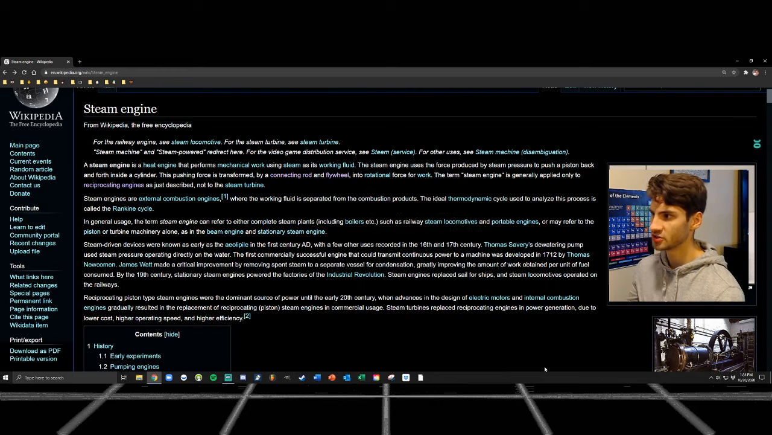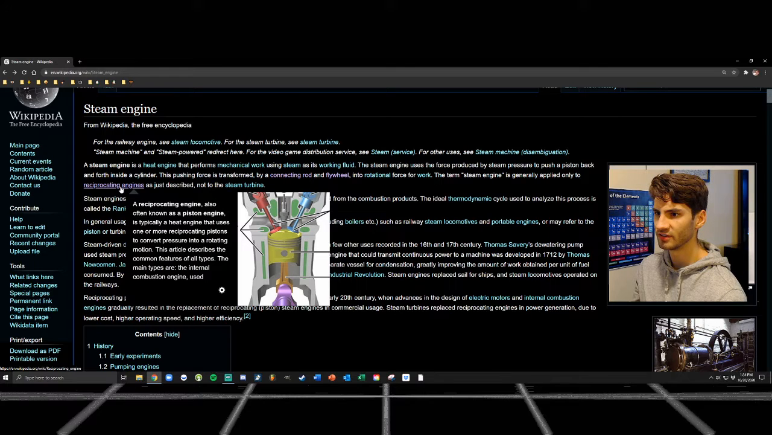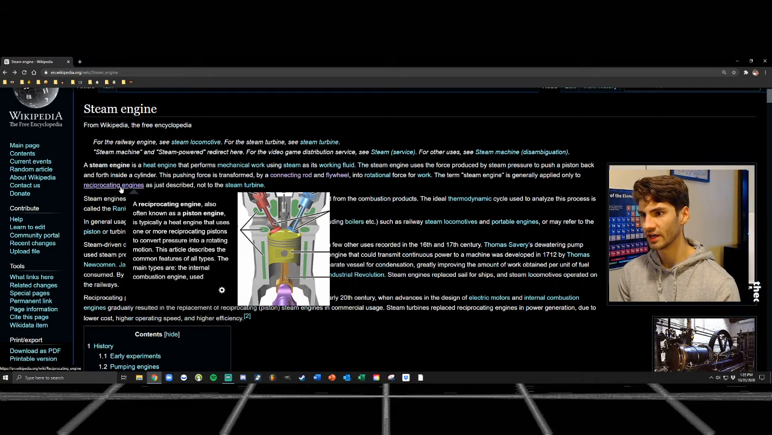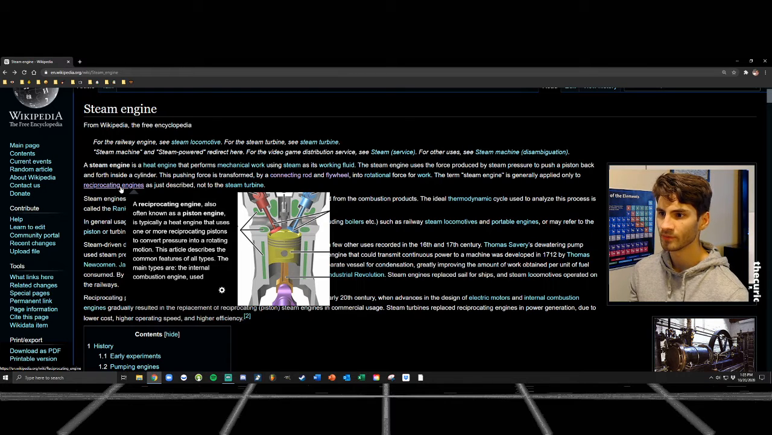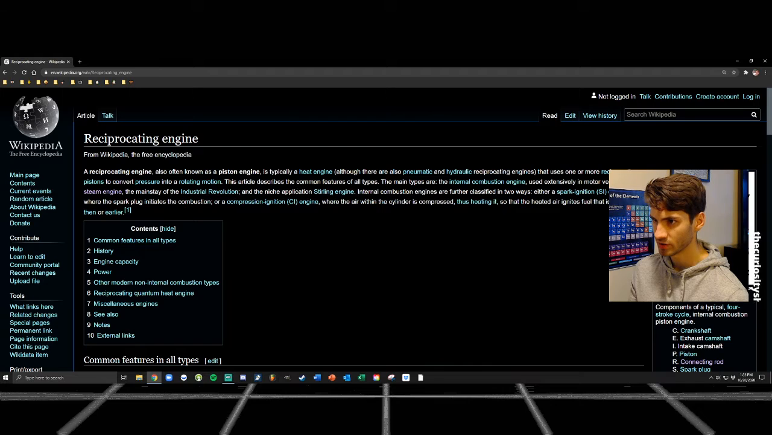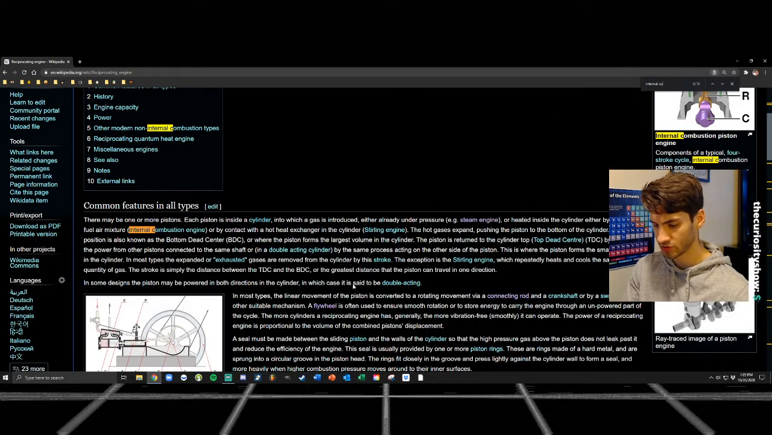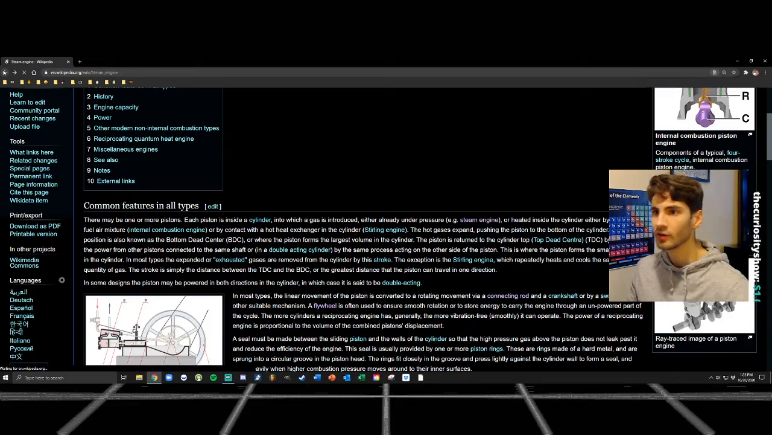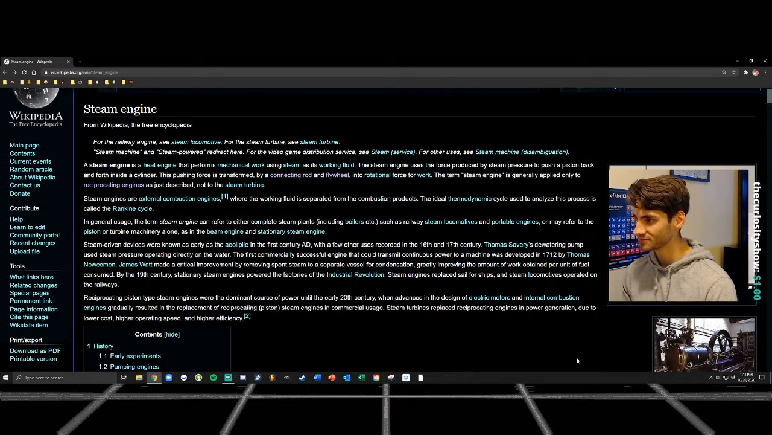The term steam engine is generally applied only to reciprocating engines as just described, not the steam turbine. And a reciprocating engine, also known as a piston engine, is typically a heat engine that uses one or more reciprocating pistons to convert pressure into a rotating motion. This article describes the common feature of all types. The main types are the internal combustion engine, the internal combustion. Okay, whatever. Trying not to curse. Not easy.